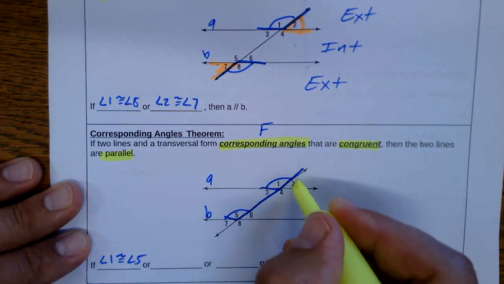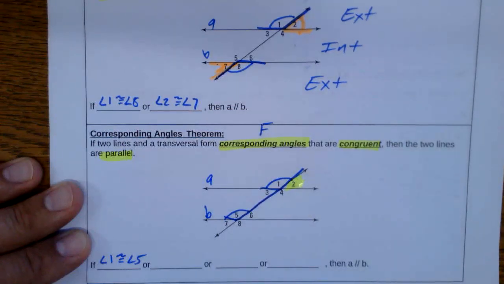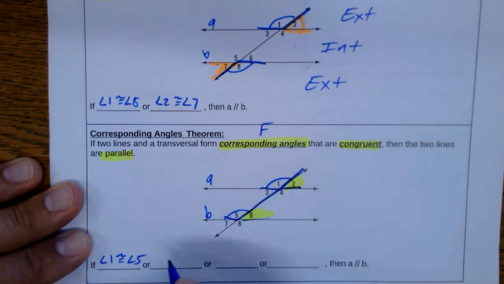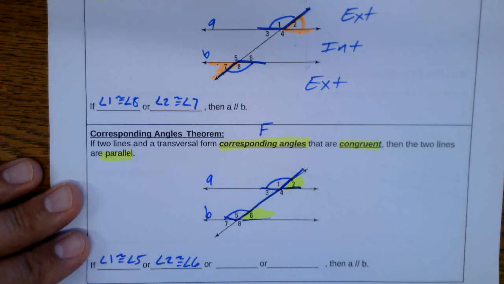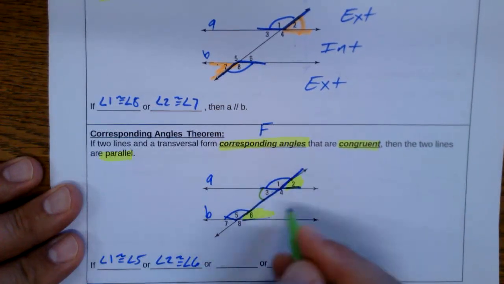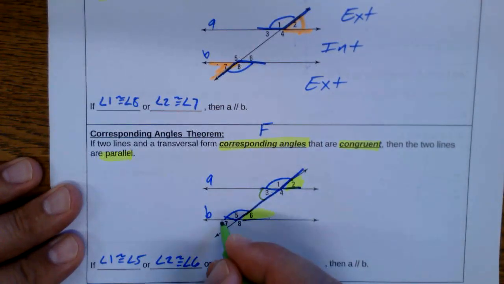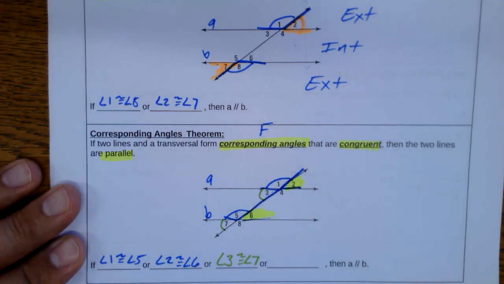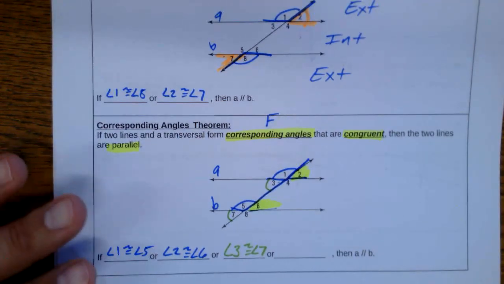I could go through and say, okay, upper right, look at the upper right here. The upper right over here makes a V, or excuse me, an F. We would say if angle 2 is congruent to angle 6, then we would have A and B parallel. And then so on and so forth. If I look at bottom left over here in this group of 4, it matches up with the bottom left. If angle 3 is congruent to angle 7, then those guys would be parallel.